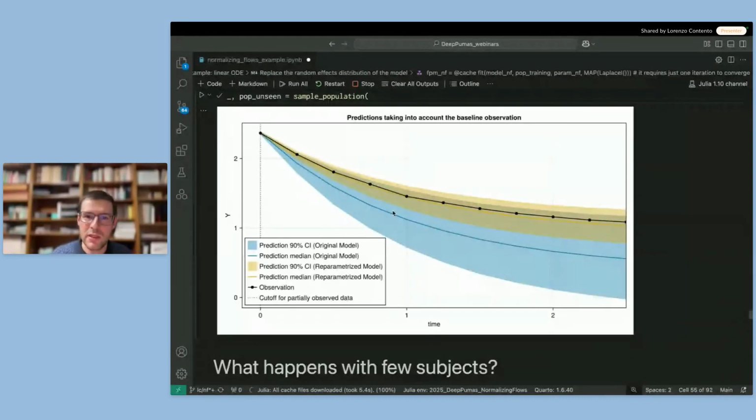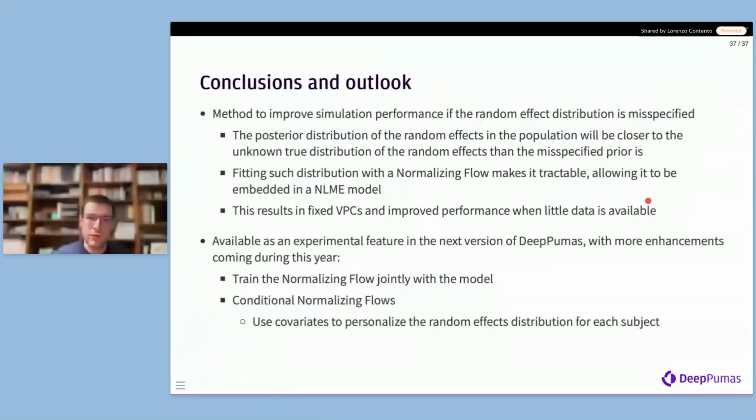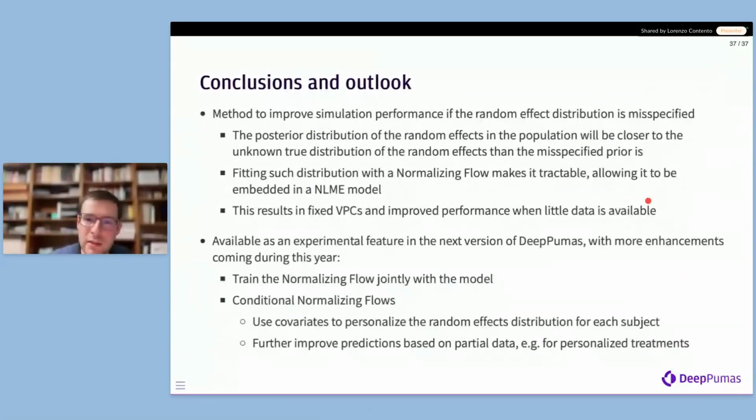Okay, going back to the slides, just one outlook slide. What I've shown you today is not yet in DeepPumas, but it will be available. Everything I showed you today is an experimental feature in the next version of DeepPumas. Well, fingers crossed, obviously. And we expect to have other enhancements coming during this year. These are the two main ones we are working on. First, training the normalizing flow jointly with the model, so instead of doing this as a post-processing step, training everything in one go.